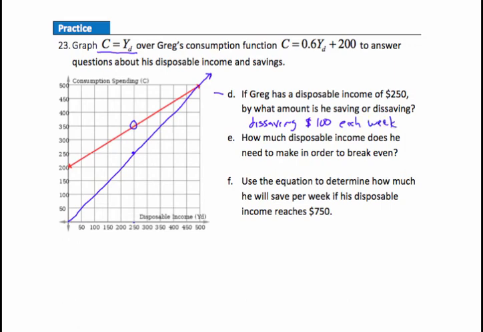Okay. Question E here: how much disposable income does he need to make in order to break even? Well, let's look at our lines here. The break-even point is right there. So Greg needs to earn $500 a week before he's making as much as he spends. So he needs to earn $500 a week to break even.